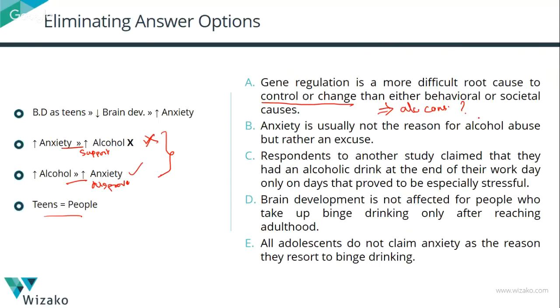The net result, are we drinking because of anxiety, or are we anxious because we're drinking? That was not discussed, touched on in this option. So that's out. B says, anxiety is usually not the reason for alcohol abuse. Okay, seems to be good so far. The author is saying anxiety is not the reason for alcohol abuse, but rather an excuse.